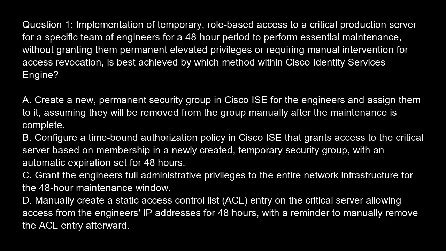Option C. Grant the engineers full administrative privileges to the entire network infrastructure for the 48-hour maintenance window. Option D. Manually create a static access control list, ACL, entry on the critical server allowing access from the engineer's IP addresses for 48 hours, with a reminder to manually remove the ACL entry afterward.